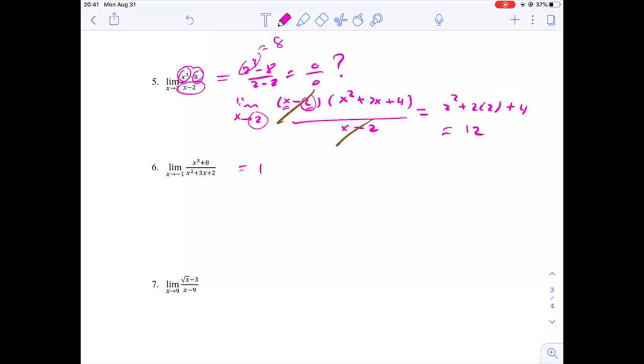When we substitute negative 1, we get negative. Okay, so here we have, let's make this negative 2 instead of negative 1, because if it's negative 1, we can get an answer. So let's do it as negative 2. So negative 2 cubed plus 8 over negative 2 squared plus 3 times negative 2. Let's see what we get here.